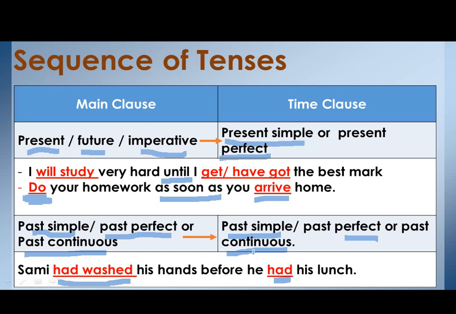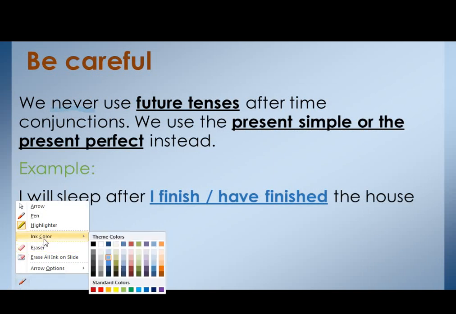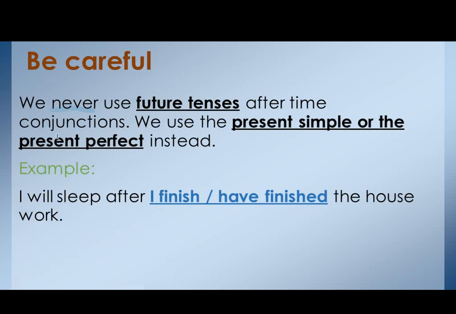So be careful about the sequence of tenses in the time clauses. Don't forget something, be careful with something. We never use future tenses after the time conjunctions. Never ever use future tense after the time conjunction. We use the present simple or the present perfect instead. Only use the present simple or the present perfect instead. Let's see the example here.